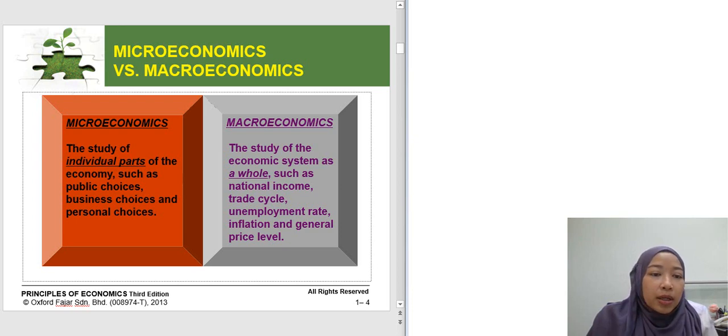If we compare with micro, for example, if you decide what to buy for your lunch, that will not give too much impact on the whole economy. That is micro. That will give impact on you yourself as well as producers. That will only involve consumers and producers. But in macroeconomics, you are going to learn about issues that will give impact to the whole economy. Alright, so then let's go to the next slide.